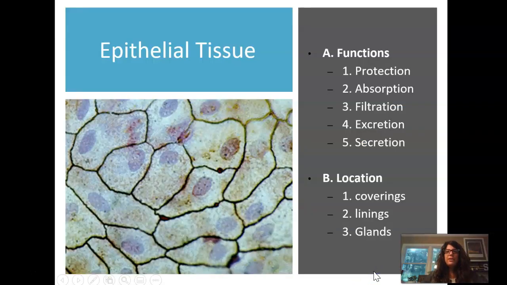So we'll start with epithelial tissue. Epithelial tissue functions to protect, like I said, absorb. It filtrates in your kidneys. It plays a role in excretion and secretions when they are found in glands. The locations are in the coverings of your body, in the linings of your body, and also in glandular tissue.